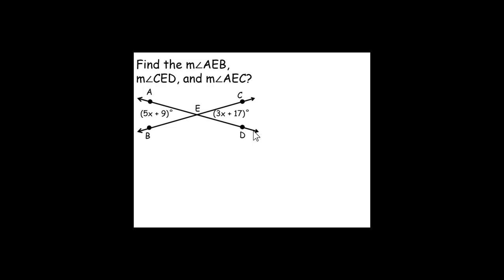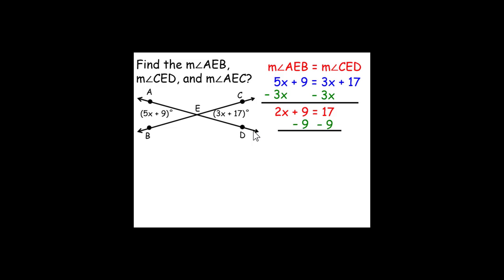With this said, we can set the measures equal to each other. If the angles are congruent, then the measures are equal to each other. Substitute our values in, and now solve for x. Subtract 3x from both sides, subtract 9 from both sides, divide both sides by the coefficient of x, which is 2. X is equal to 4.